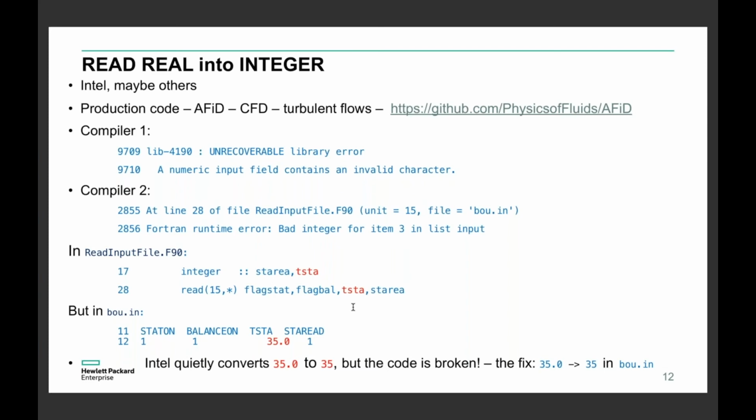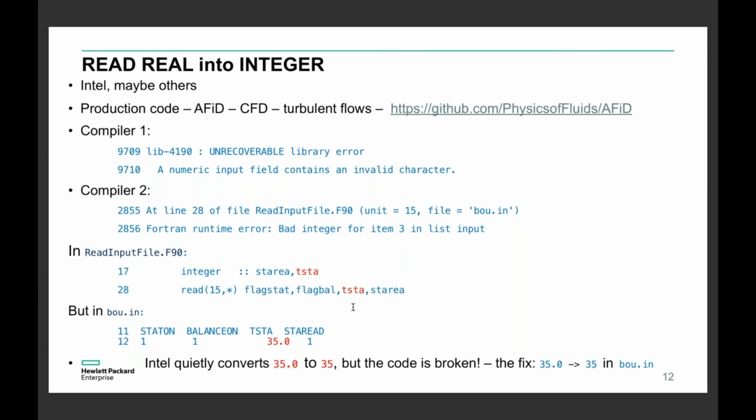Now Intel, I haven't seen other compilers accept this. Presumably, again, the documentation doesn't say much, it quietly converts 35.0 into 35. But the use of this code is broken, and it should not be used. I have no idea what it would do if it were 35.1. Would it still read it as 35, or would it reject it at this point? So it's very unsafe and just sloppy practice.